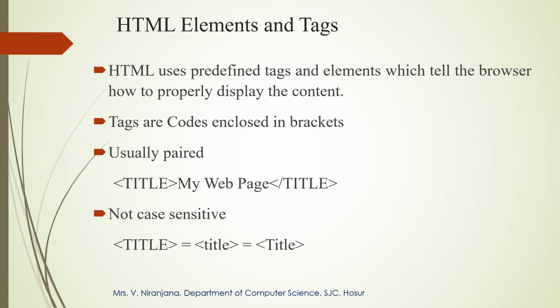Let us now have a look at the HTML elements and tags. HTML uses predefined tags and elements which tell the browsers how to properly display the content. Tags are quotes enclosed in brackets. The tags are usually paired. For example, you can see the title tag here. There is a starting tag called title and an ending tag with the slash title. The tags are not case sensitive.